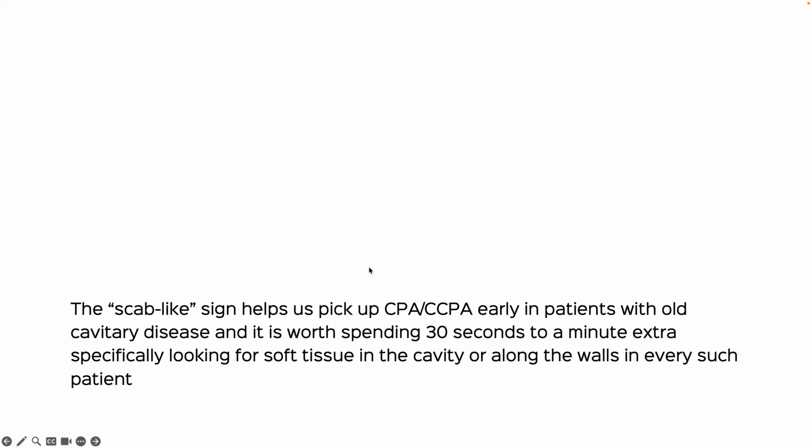So just to summarize, the scab-like sign helps us pick up chronic pulmonary aspergillosis early in patients with old cavitary disease. And I think it's worth spending that extra 30 odd seconds telling ourselves, okay, patient has a cavity, let's look for soft tissue within or along the walls, and then mention it in the report.